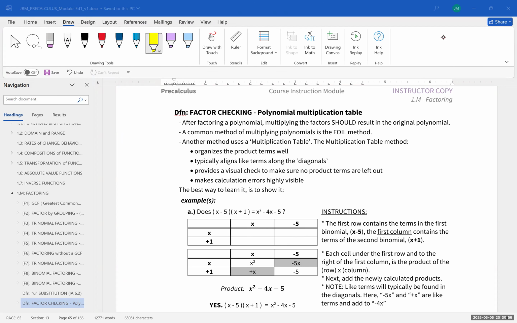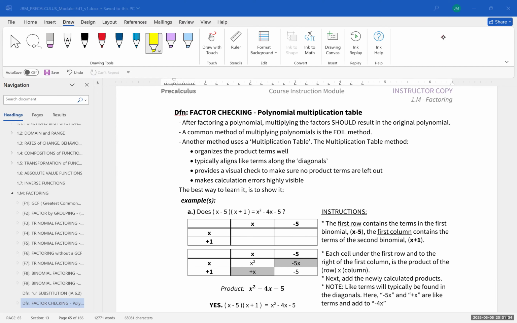Okay, last and by no means least is factor checking. All these methods of factoring that you've learned about previously are all for naught if you missed a negative somewhere or if you applied the wrong method. So how can you check and see whether the factoring that you did was without error or was with the correct factoring method? You can do a polynomial multiplication table to find out.